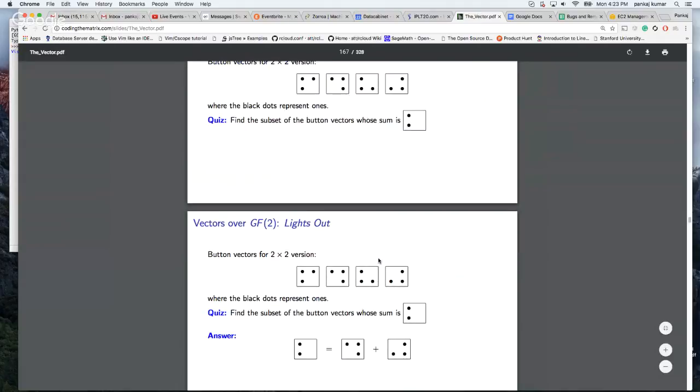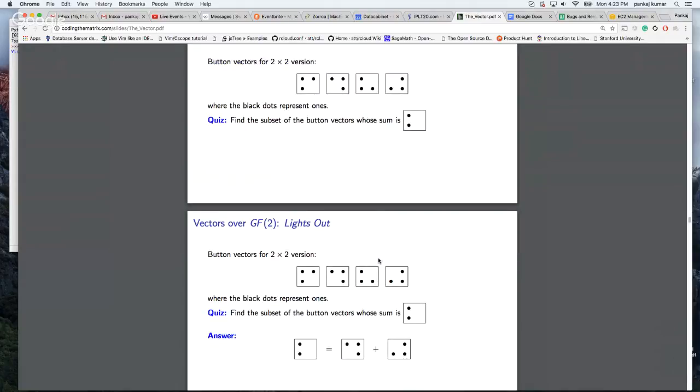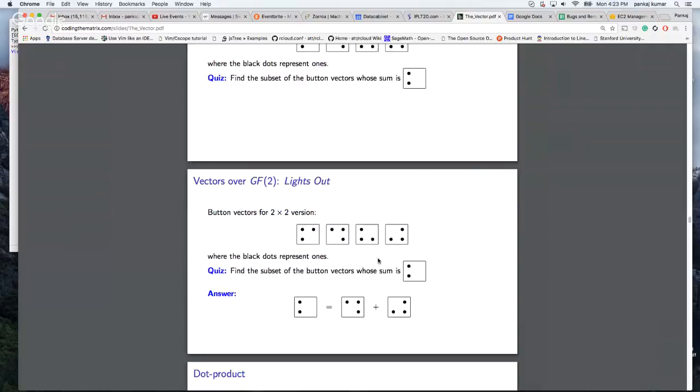So it can be modeled in a different way. For example, in a 2x2 grid, how would you get to this state? First you press the bottom left, then you press the bottom right, and then you push the top right, and you get this state.